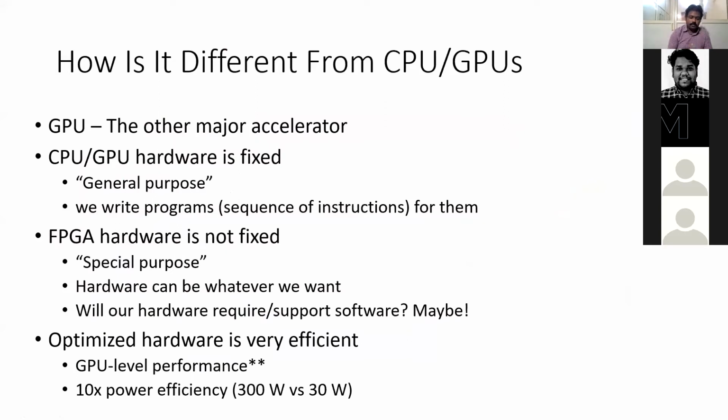Another difference from CPU and GPU we can make is that CPU and GPU hardware is fixed. Once it is programmed, we cannot edit it, we cannot change it. So it is a write-once program. FPGA hardware is not like a fixed one. It is general purpose.